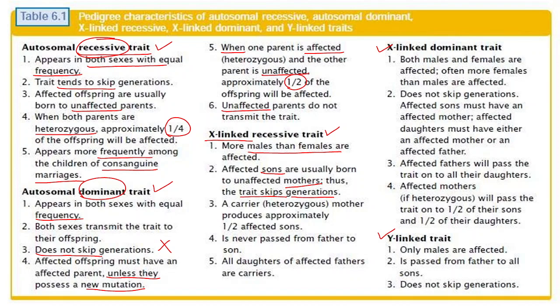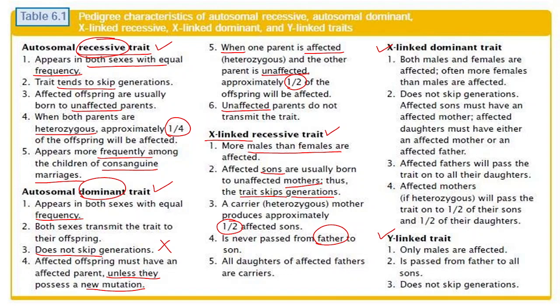Right? Next one, a carrier or heterozygous mother produces approximately half of the affected sons. Next important point, it is never passed from father to the son, because father cannot give X chromosome to the son. He will give Y chromosome.